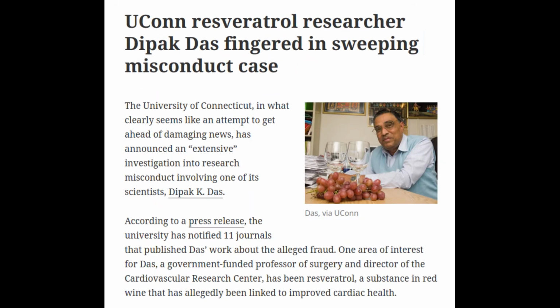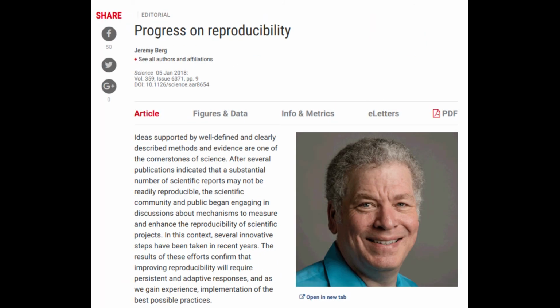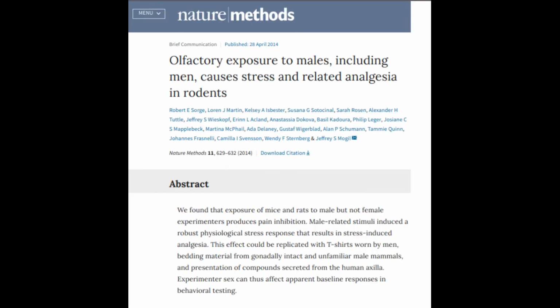Another example is the previously mentioned Dr. Das, who was the editor-in-chief of Antioxidants and Redox Signaling, a journal where he submitted his own work for publication. All of this is not to say you can account for everything because you may not be aware of everything. As this study demonstrates, it is important to note that scientists may not always know all the factors that could impact research outcomes. Sorg et al.